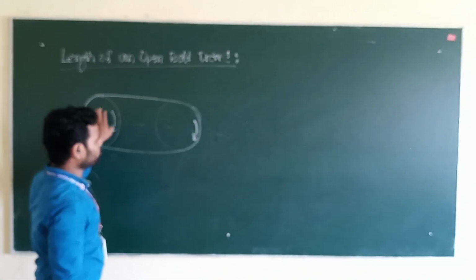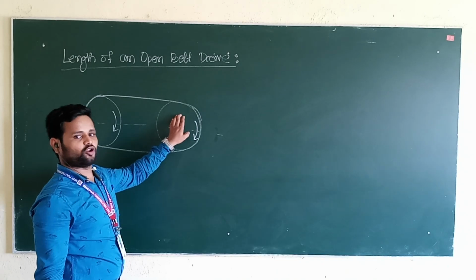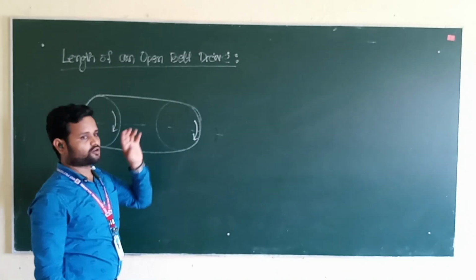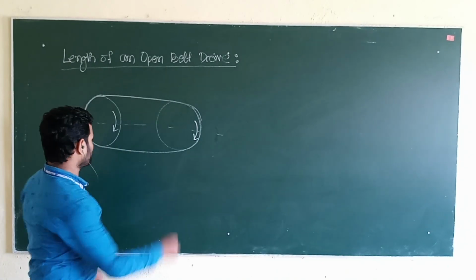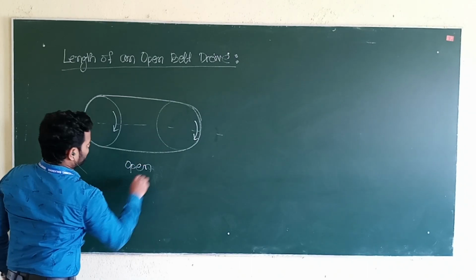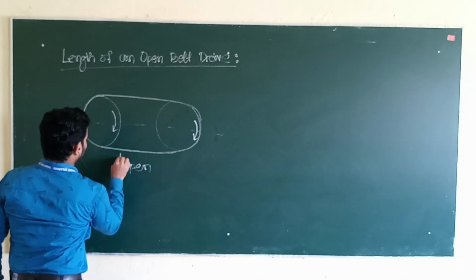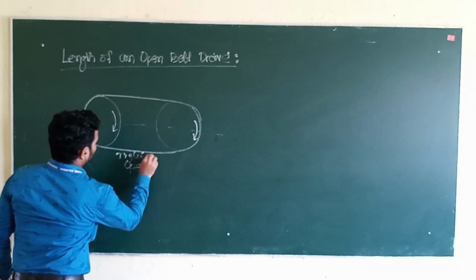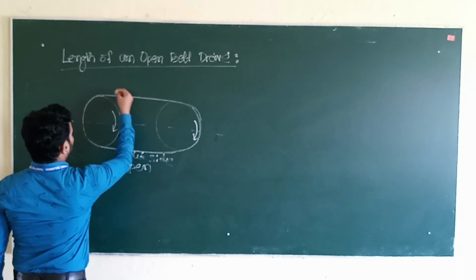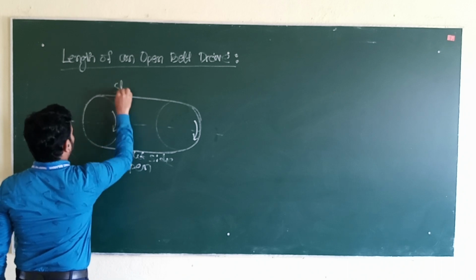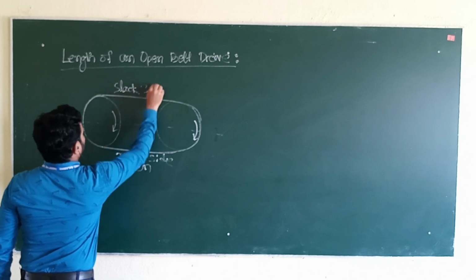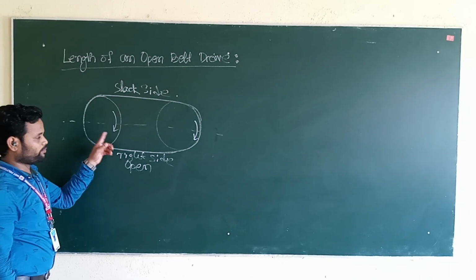This is your driver and this is your driven or follower. If the driver and follower are rotated in the same direction, then you can say it is an open belt drive. In case of open belt drive, the below side of the belt is called the tight side, and the above side of the belt is called the slack side.